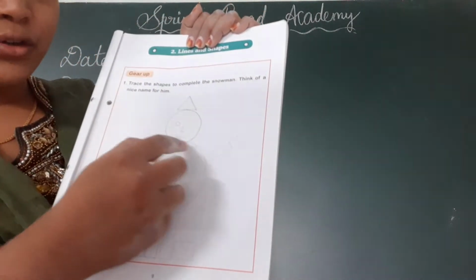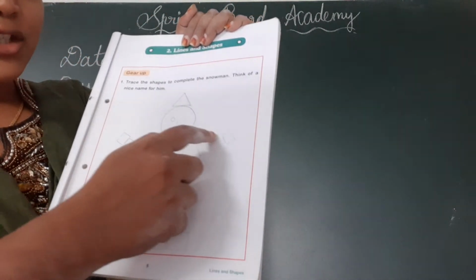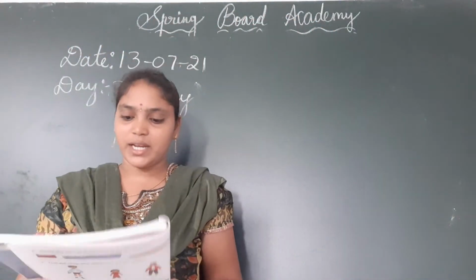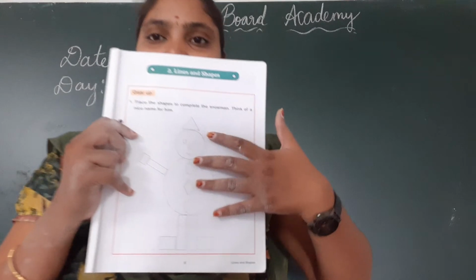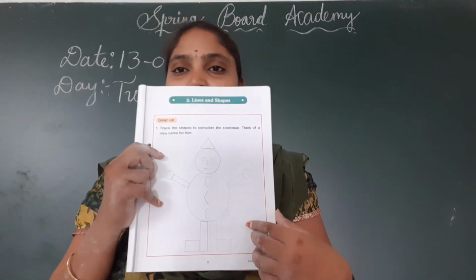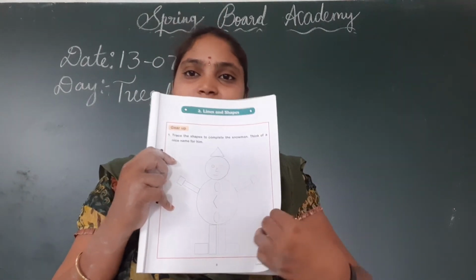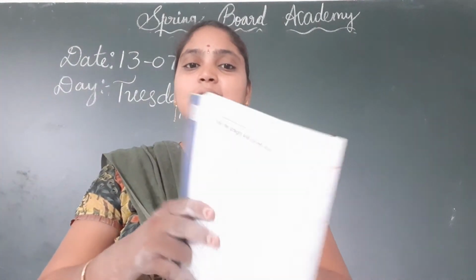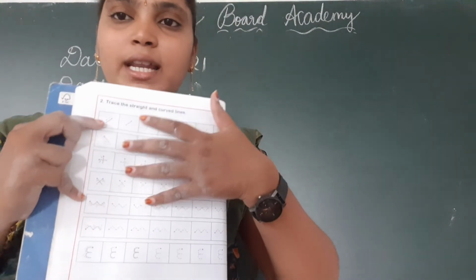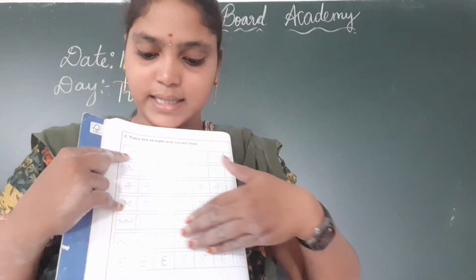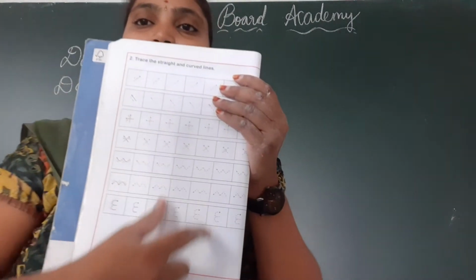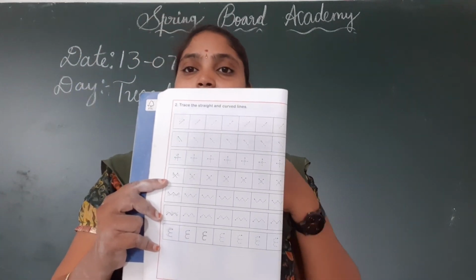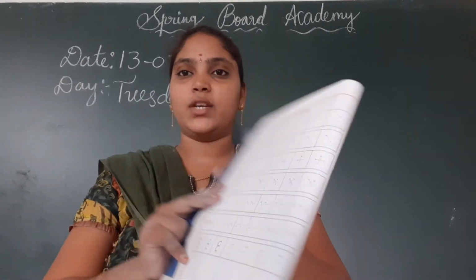Okay, here you have to trace the shapes to complete the snowman and think of a nice name for him. So after tracing this shape, you have to give a suitable name for him. Okay children, is it clear? Yes. Next, turn to the next page. Trace the straight and curved lines. Okay, here these are straight lines and these are curved lines. Just you have to trace it children and you have to identify which is a straight line and which is a curved line.